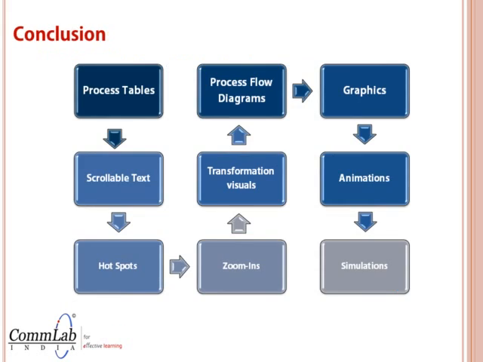Let's quickly recap what we have seen so far. The tools that work well to explain processes are process tables, process flow diagrams, graphics, scrollable text, transformational visuals, animations, hotspots, zoom-ins or simulations. Depending on the content type and learning objective, one or a combination of these tools can be effectively used to explain processes.